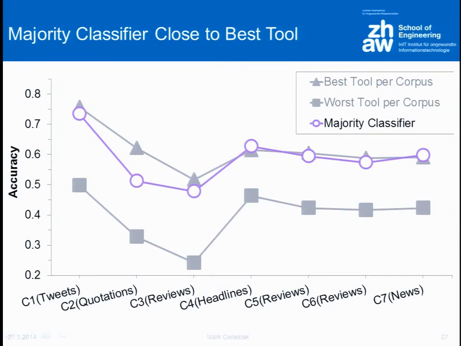But it has one advantage. I don't need to pick the best tool per corpus based on the doc type, but I can pick just my majority classifier, and it still works as good as the best tool, almost. But still, I mean, this is still 60%, 4 out of 10. So, okay, maybe we have to do something better.